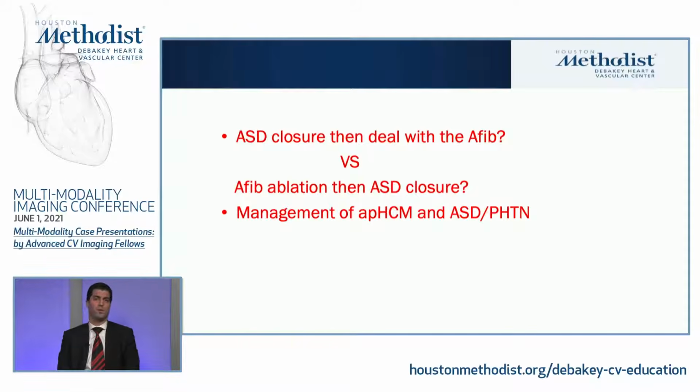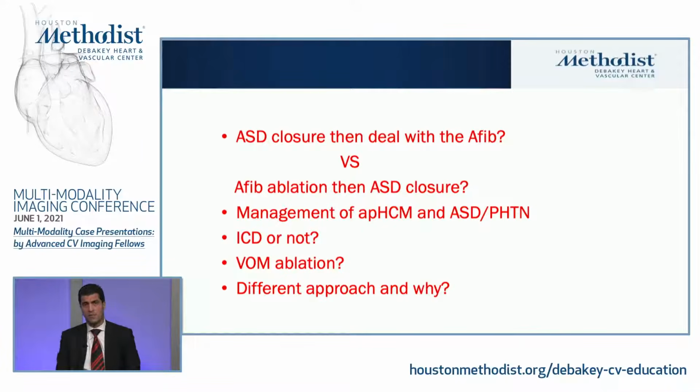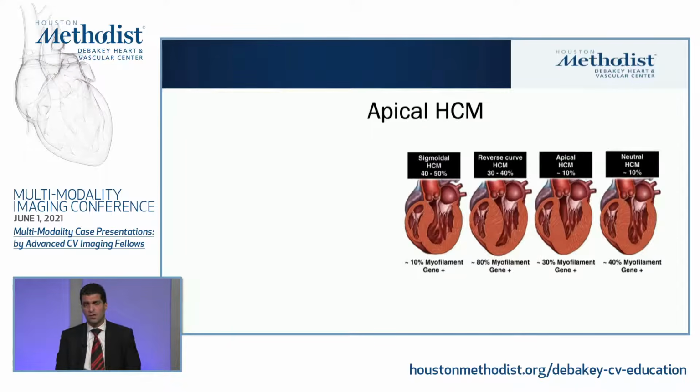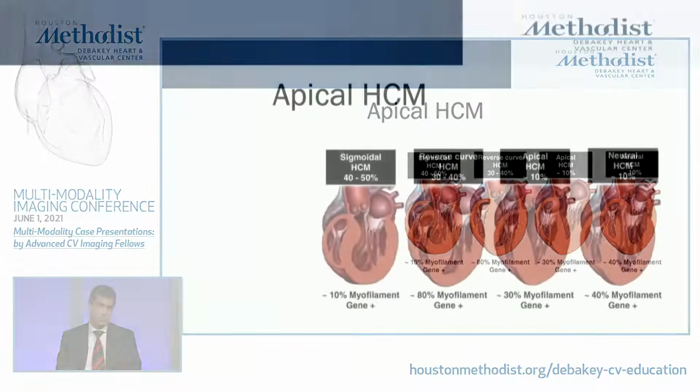What is the management of apical HOCM and the ASD, especially in the context of pulmonary hypertension? Do we give this patient an ICD or not? Now, what is the vein of Marshall ablation? I do not think I'll be able to discuss it, but the pioneer of this is here, Dr. Valderrabano, with the Venus trial. And should we have approached this in a different way, and why? So let me discuss a few points for teaching purposes and for discussion purposes.